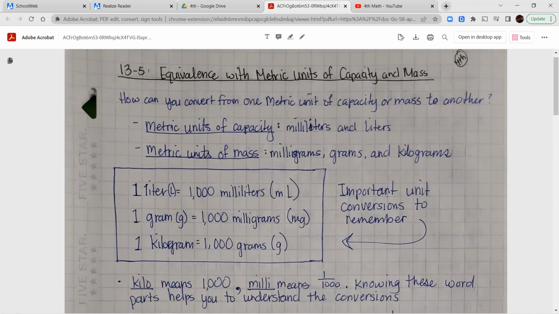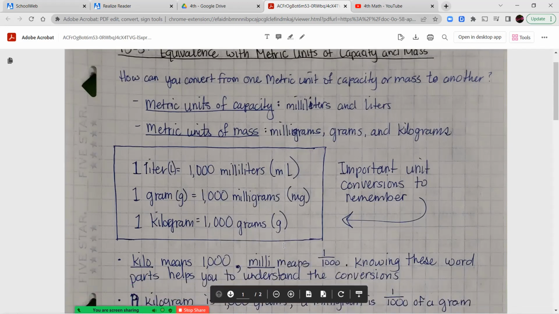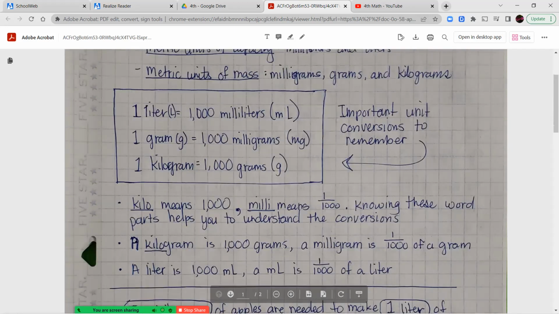Now here are some important unit conversions in our box. 1 liter is 1,000 milliliters. 1 gram is 1,000 milligrams. 1 kilogram is 1,000 grams. And you can see the abbreviations for them over here on the side. Now, some things you want to pay attention to. Kilo means 1,000 and milli means 1/1,000th or 1 out of 1,000.